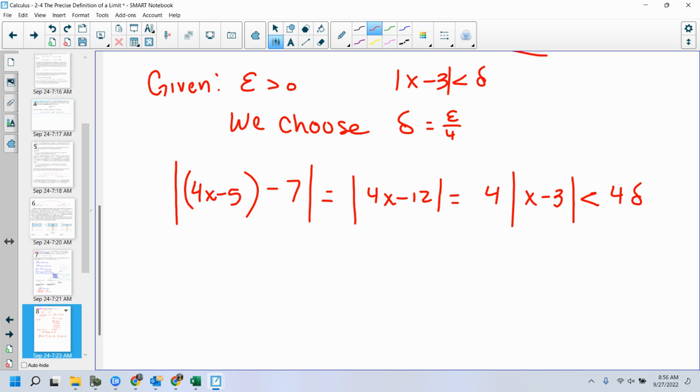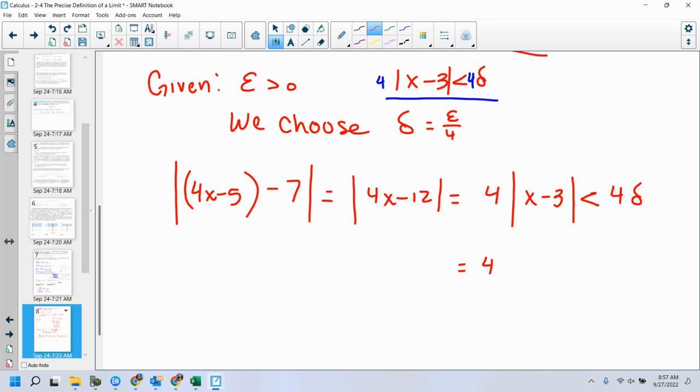See, look at this statement. This isn't part of the proof, but what if I just did this? Isn't that an equivalent statement, multiplying each side by 4? So 4 times the absolute value of x minus 3 has to be less than 4 delta. But what did we choose to be delta? Epsilon over 4.